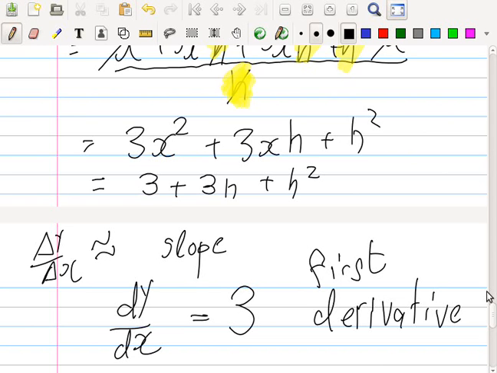Do we have to do all of those steps? Yes, we have to do all of those steps if they ask you for the first derivative by first principles. What's the name of this lesson? First principles. And if they ask for the derivative by first principles, you have to do it this way.